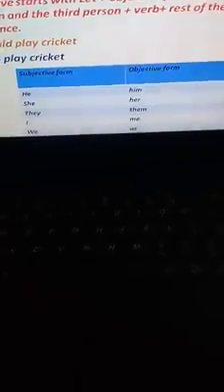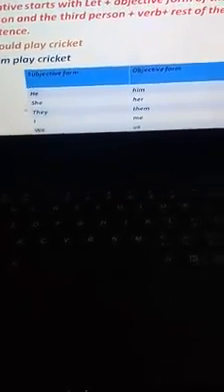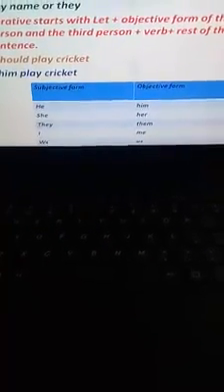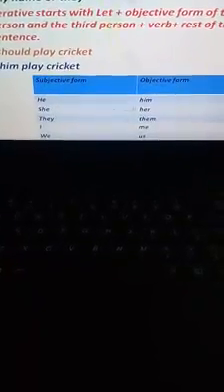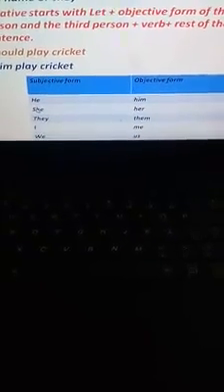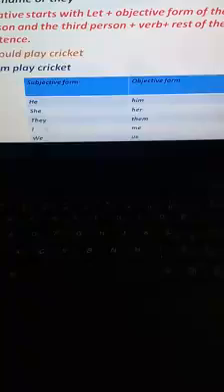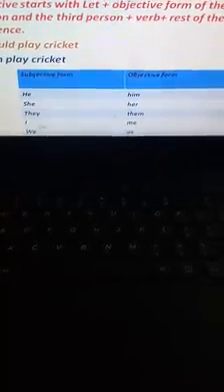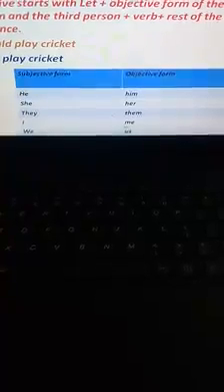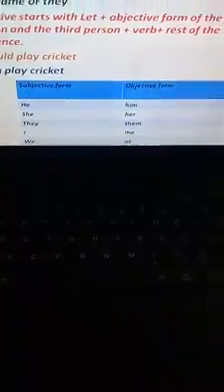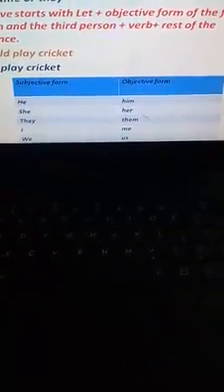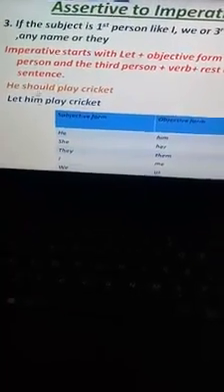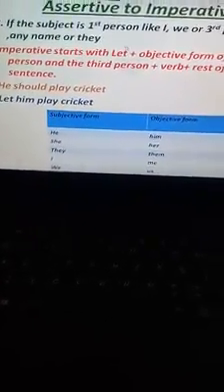There is a table for you. There is a list of third persons and first persons. The objective form of he is him. She, the objective form of she is her. They, the objective form of they is them. I, the objective form of I is me, and we, the objective form of we is us. We can use these objective forms in the imperative sentence when the subject is the first person or the third person.